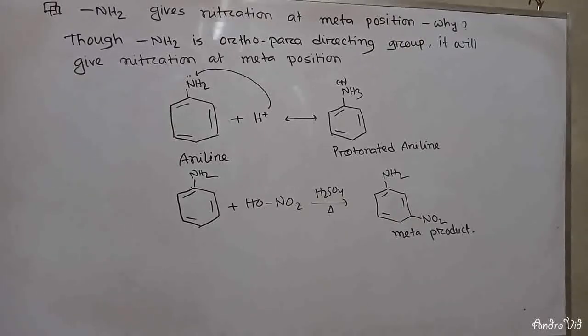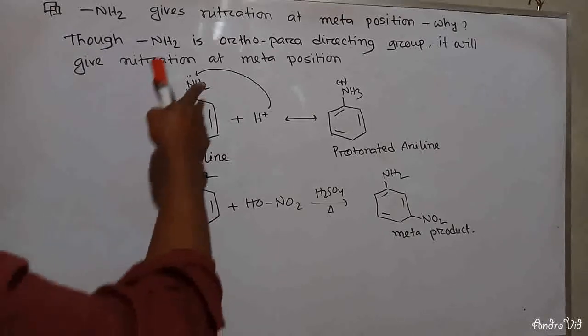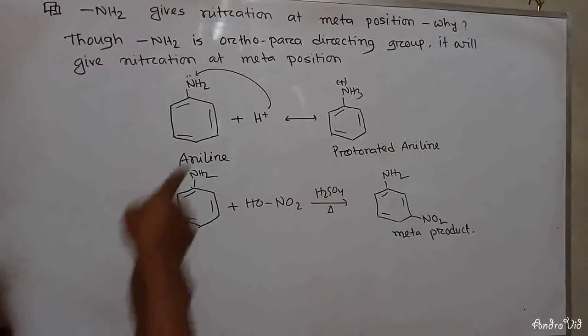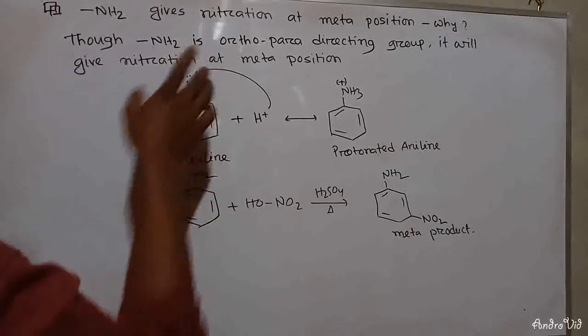Okay, so dear students, you know very well NH2 is an ortho, para directing group. Though this is NH2, this NH2 is an ortho, para directing group, during nitration it will give product at the meta position. So this is basically why this happened. During nitration, there is a chance that this NH2 group becomes protonated. So again, during the nitration reaction, there is a chance that this NH2 group becomes protonated.